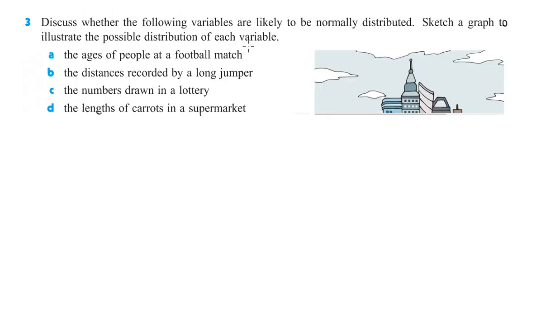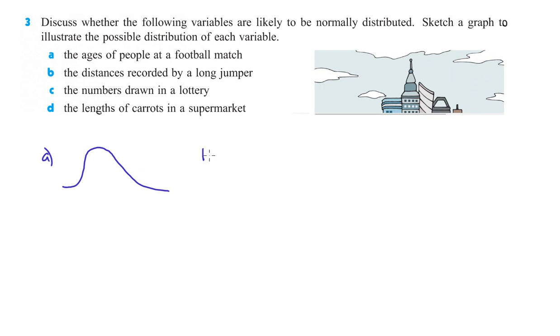All right, number three, discuss whether the following variables are likely to be normally distributed. Sketch a graph to illustrate the possible distributions of each variable. Ages of people at a football match. Now, probably not going to have a lot of young babies, and you're probably not going to have a lot of older folks. It's probably going to be a little bit more in the young crowd. So really, I probably think that the distribution would look possibly like this. Again, a lot more younger folks. And then, there'll still be some older folks there, but it's probably going to kind of slide off like that. That would be my guess.